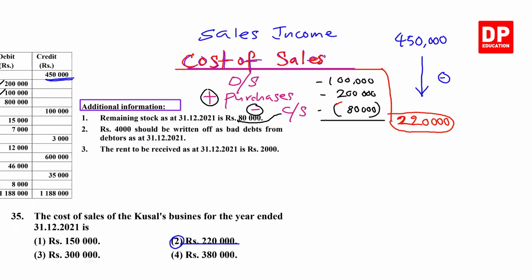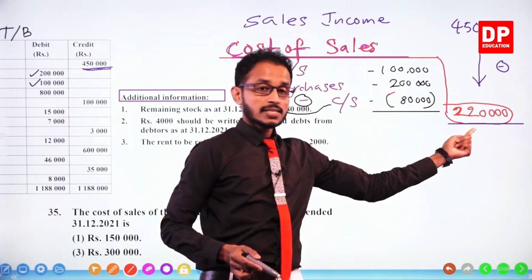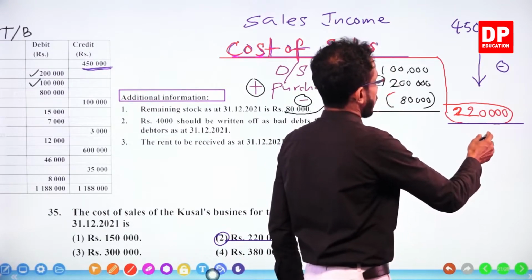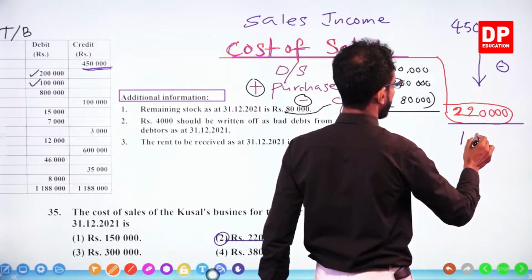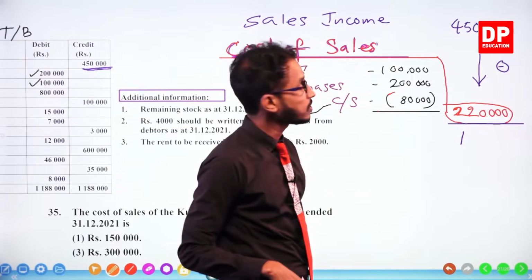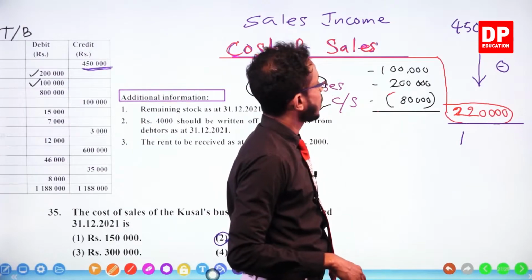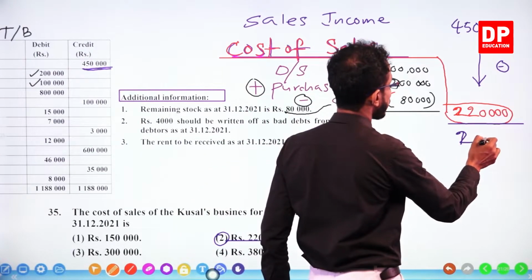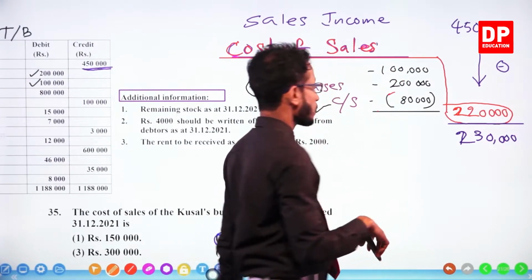Subtract sales minus cost of sales. Sales income minus cost of sales. What is the answer? That is gross profit. 180,000, right? No, it's 220. Okay, 450 minus 220 is 230,000. That is gross profit.